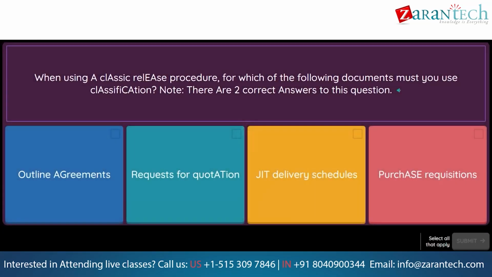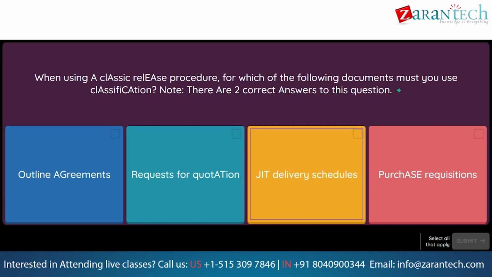Question: when using a classic release procedure, for which of the following documents must you use classification? Note: there are two correct answers to this question. Option 1: outline agreements. Option 2: requests for quotation. Option 3: JIT delivery schedules. Option 4: purchase requisitions.